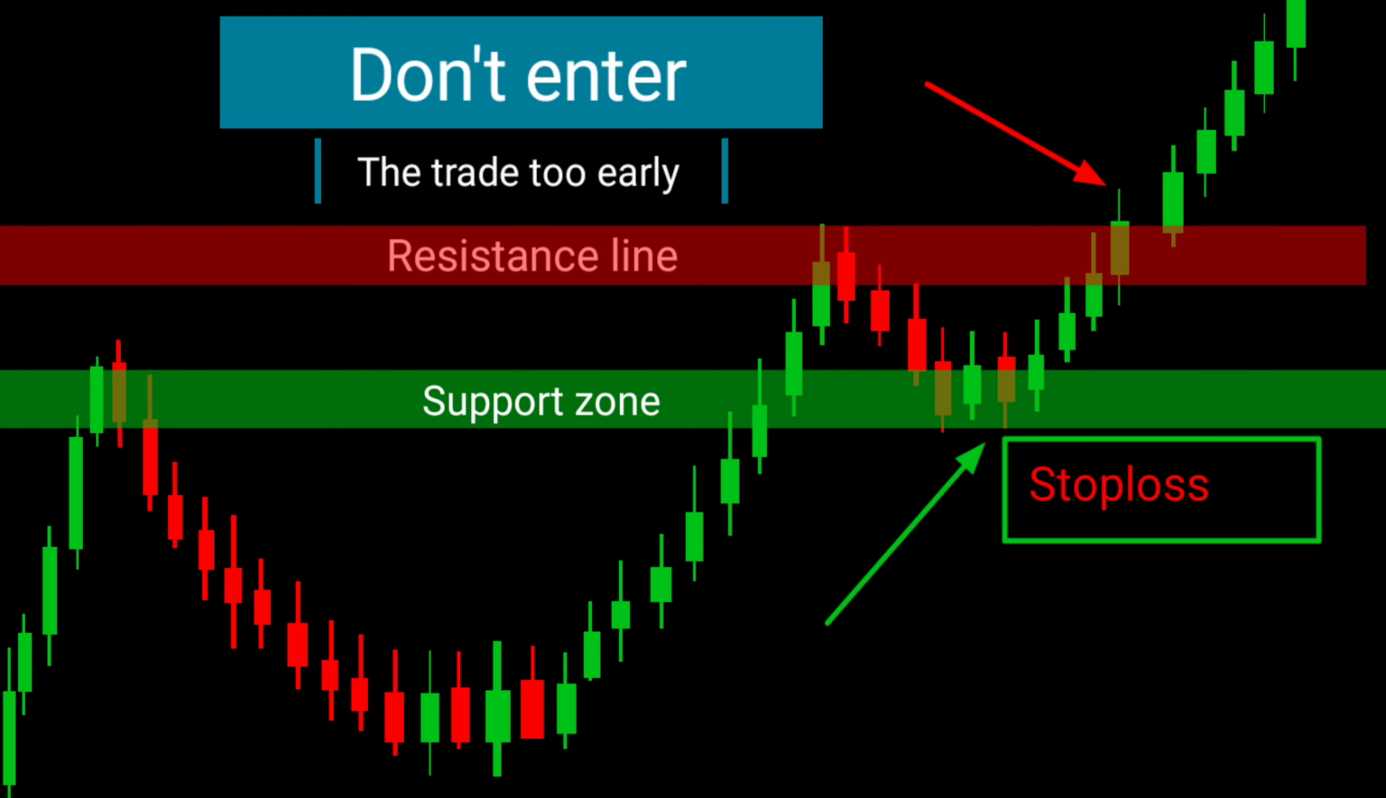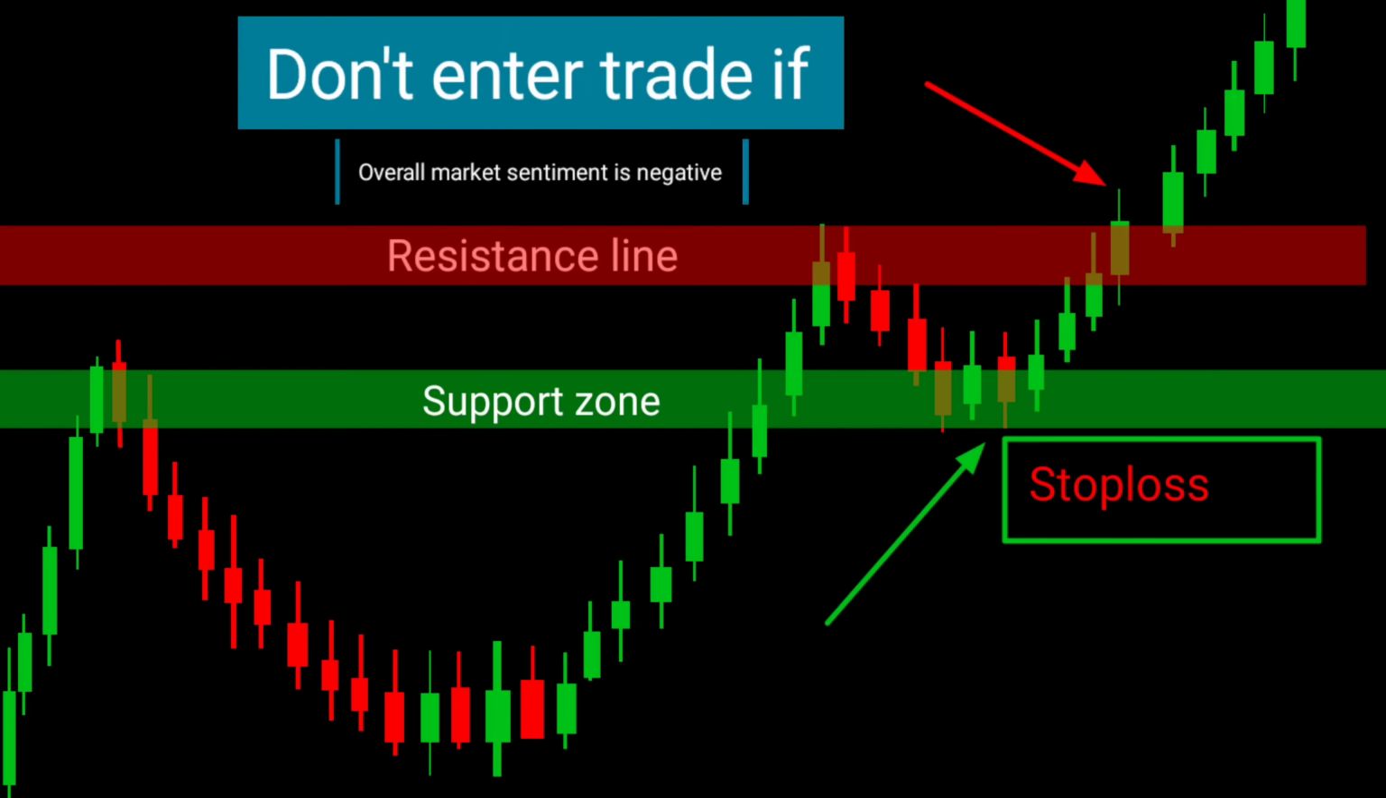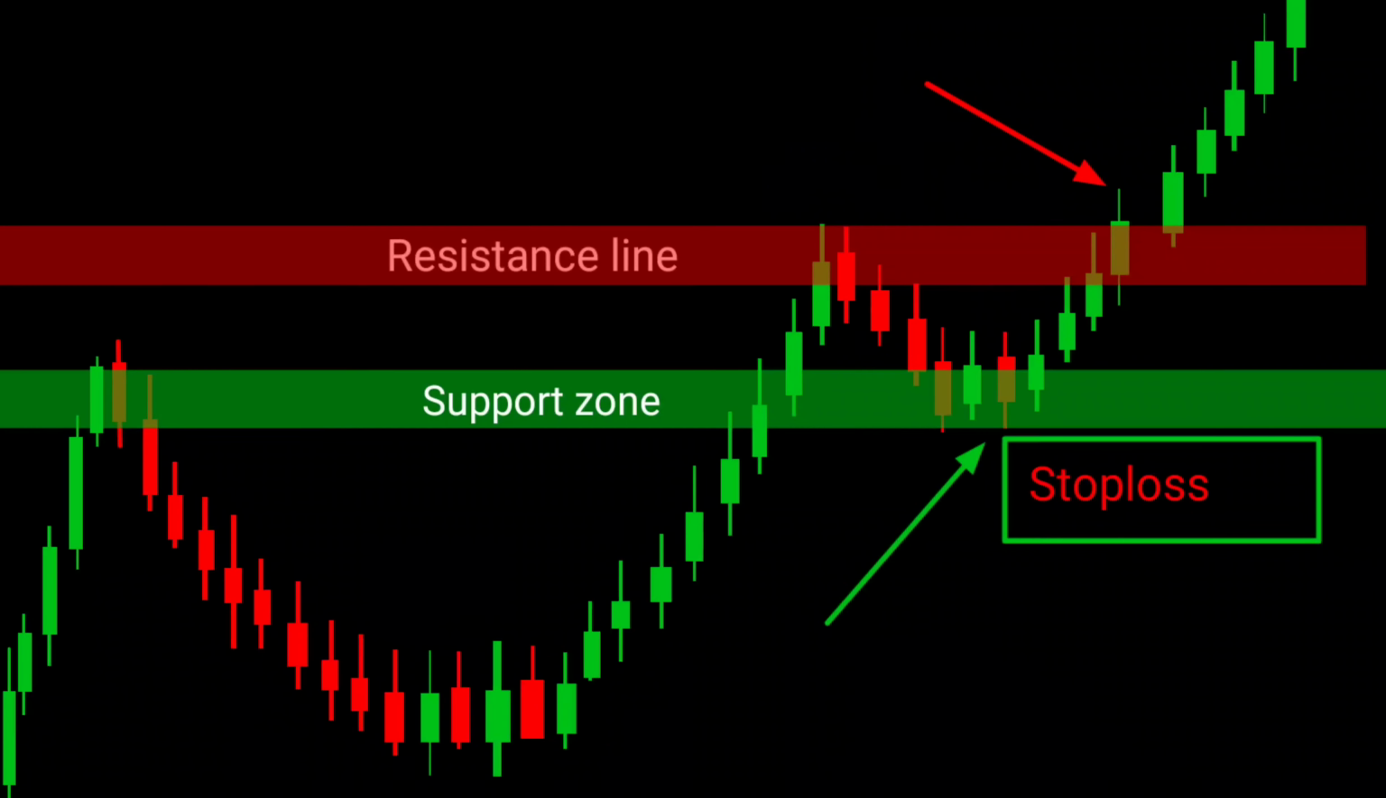Don't enter a trade too early, before the breakout occurs, as it increases the risk of a false signal. Also, avoid entering trades when the overall market sentiment is negative, as it can impact the pattern's accuracy. To effectively trade the cup and handle pattern, wait for a breakout above the handle's resistance line. This breakout confirms the pattern's validity and provides a potential entry point. Consider placing a target price by measuring the cup's depth and projecting it upward from the breakout level. This estimation helps identify a potential price target.